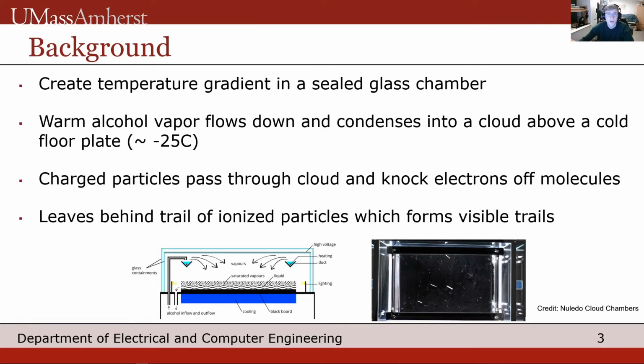To build a cloud chamber is actually very simple in theory. We need to create a sealed chamber with a temperature gradient. At the top we have warm alcohol, and at the bottom we have a very cold metal plate. The alcohol vapor is going to fall through the chamber and condense into a cloud above the floor plate. When particles from the atmosphere pass through the cloud, they knock electrons off of the molecules in this cloud, which leaves behind a trail of ions. Then the mist will nucleate around these trails, and we end up with dense visible lines like you see in the picture to the right.